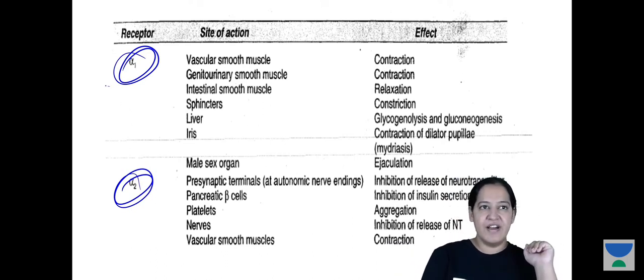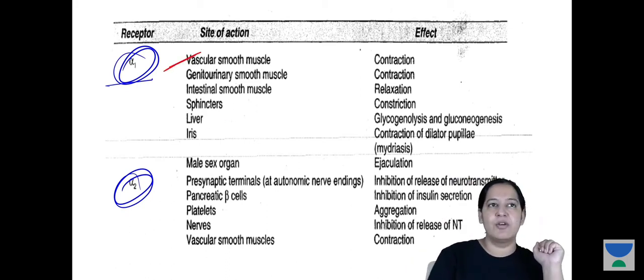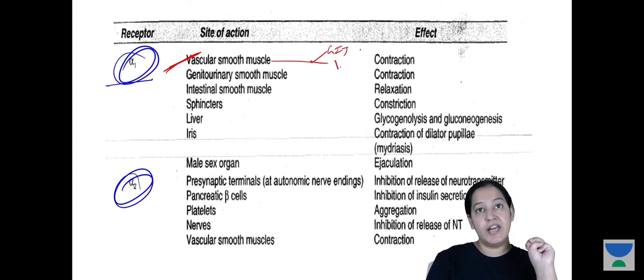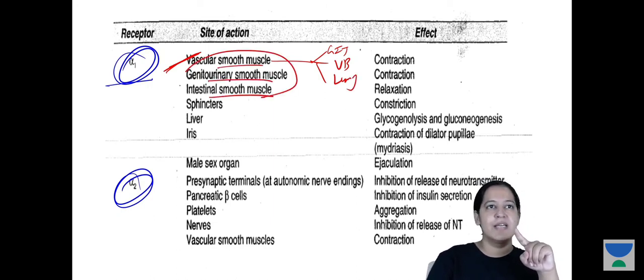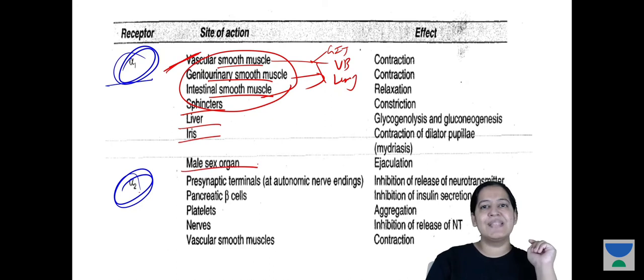So alpha 1 is present on these organs. You have to learn the names of the organs. It is present in vascular smooth muscles, all the vascular smooth muscles, especially the 3 organs we always take: GIT, urinary bladder, and the lungs. So vascular smooth muscles, genitourinary smooth muscles, intestinal smooth muscles, ये सारे smooth muscles इसमें आ गए. उसके अलावा sphincters, liver, and iris of the eye. Alpha 2 is present in the male sex organ, that is the penis.